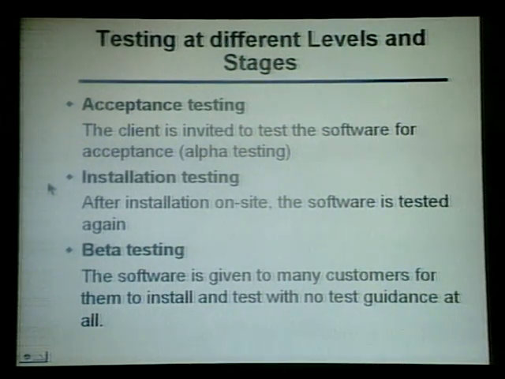Then, installation testing can also be carried out, in which we install the system on site and test the software again to make sure it is going to work properly in the real working environment. Another kind of testing which is used is called beta testing. In beta testing, the software is given to many customers for them to install and test with no test guidance at all. So you can see the testing can be done at different levels and might be done by different people.